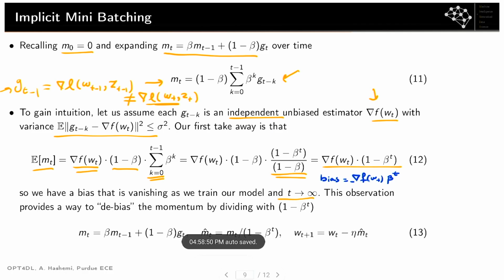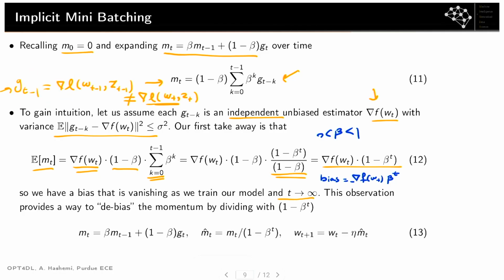These two parameters are not necessarily zero, therefore the bias is not zero. But if I'm at a solution, the gradient is zero, therefore the bias is zero. So as we are converging, the bias is reducing. On the other hand, beta is a parameter which, remember, is between 0 and 1. So beta to the power of t is a decreasing function of t. So as I keep running the algorithm, the bias goes to 0 at an exponential rate. So that's the first takeaway.